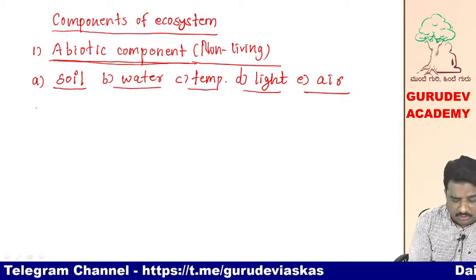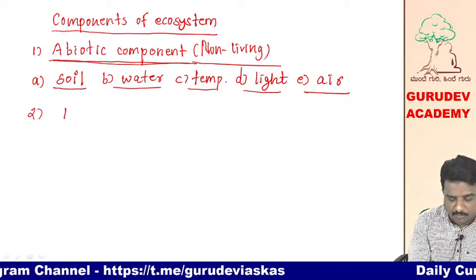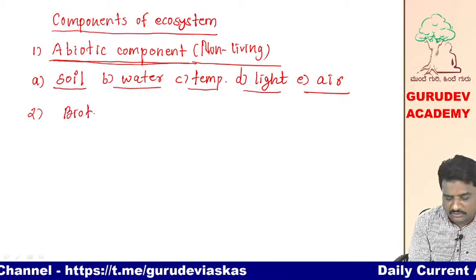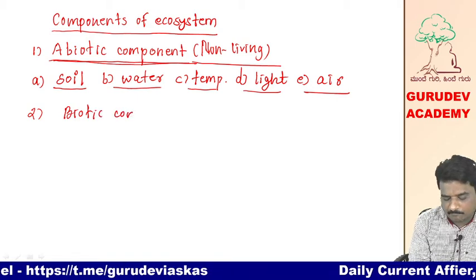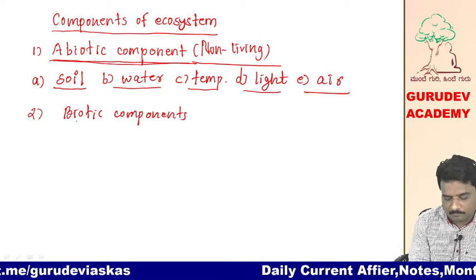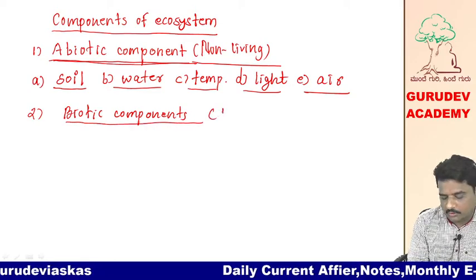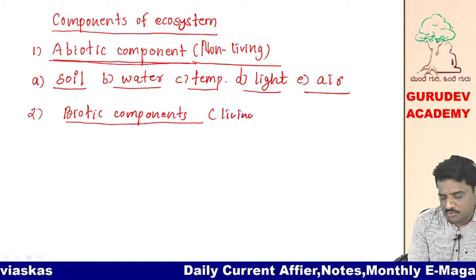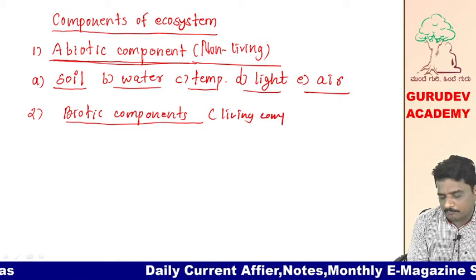And which are the biotic components of the ecosystem? Biotic means living components. Biotic means living components of the ecosystem.